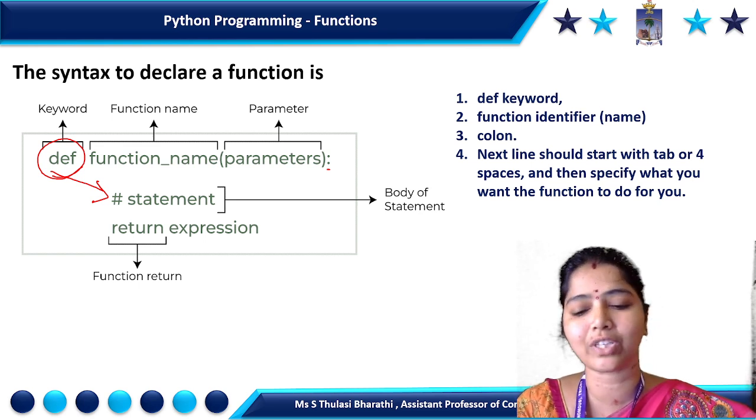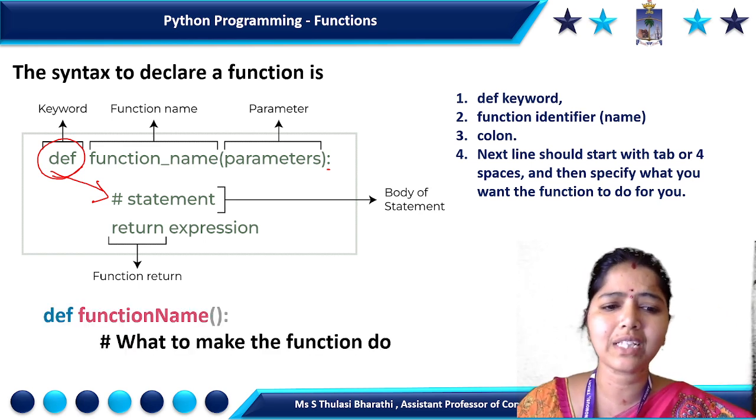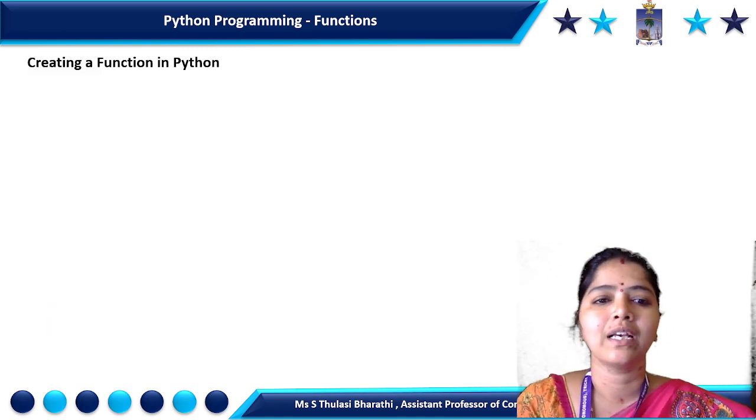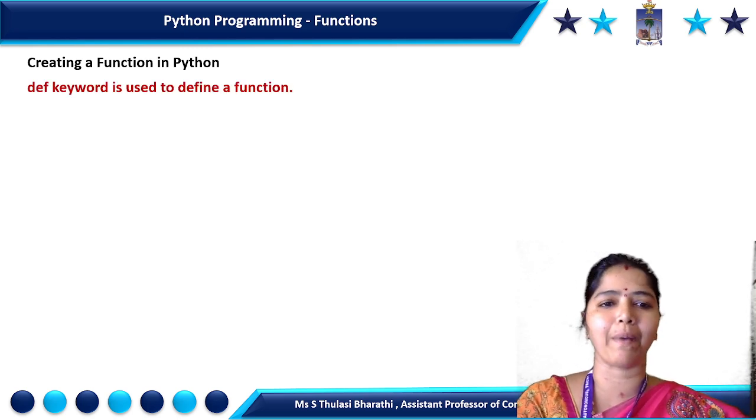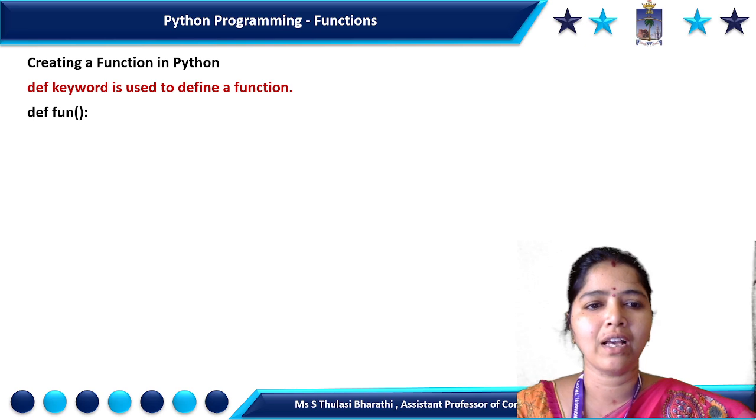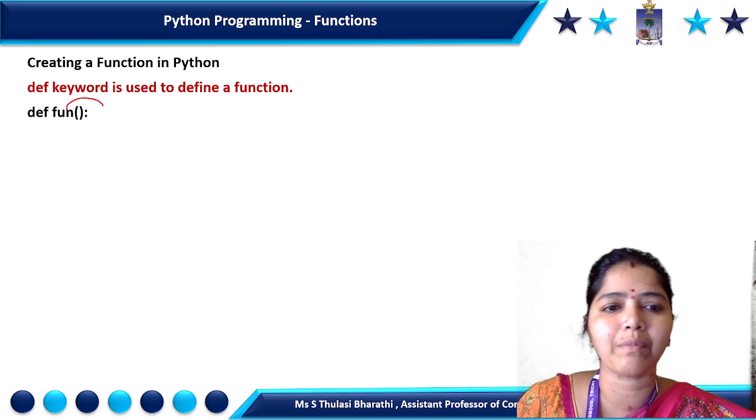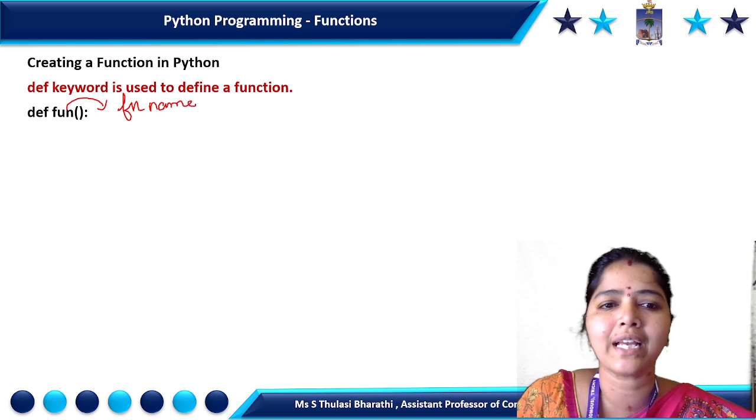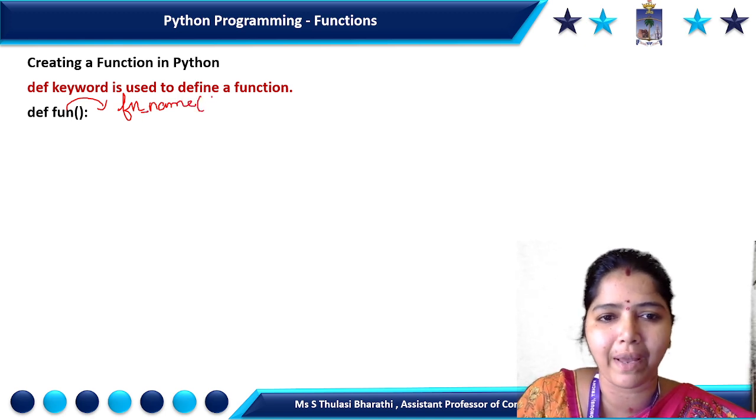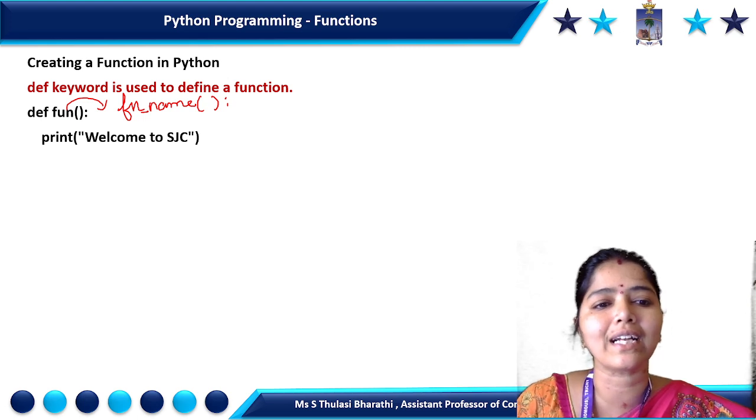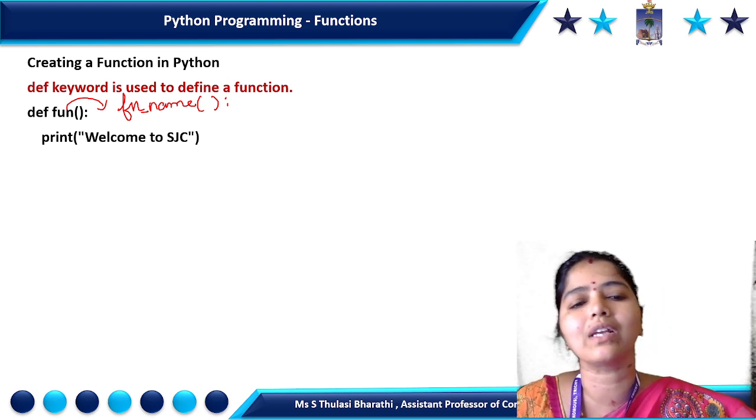Now come on, let's have a small example. See, def followed by the function name, and the body with 4 spaces or a single tab space. So how do we create a function in Python with an example? See your def fun. What is this? This fun is nothing but the function name. See, it starts with a parenthesis and ends with a colon, right? Okay, very good. Next, inside that I have given a statement: print welcome to SJC.